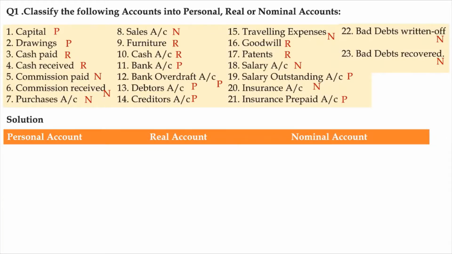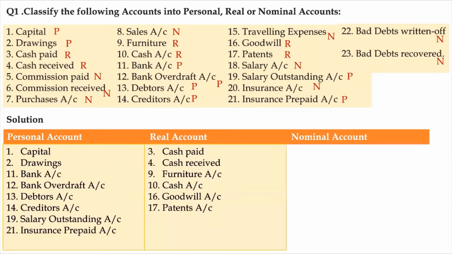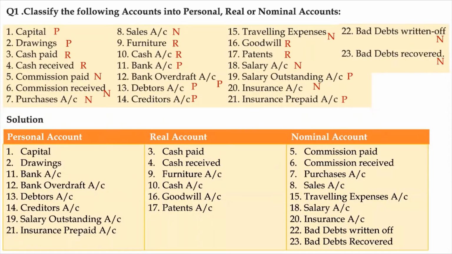Okay. So after classifying all these things roughly, now note it down in these tables. Under the head personal account, write all the items that are related to personal account. After that, write down all the items that are related to real account. Then in the same way, the nominal account. So this will be your solution. Okay, so you have to know each and every item and each and every account. Then and only then can you identify and classify each and every transaction into the different types of accounts.